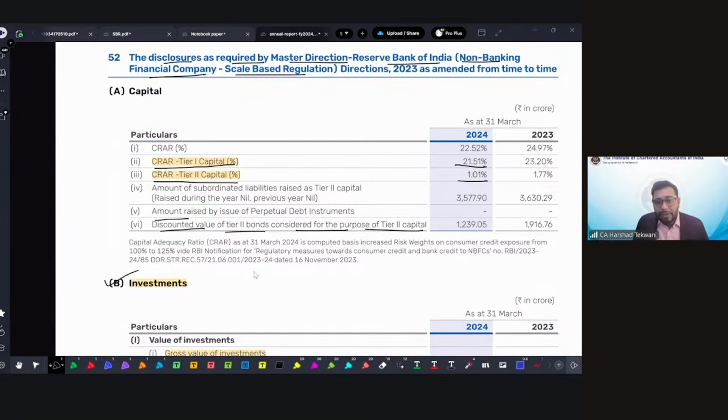See, amount raised by issue of perpetual debt instrument. Here we have a zero. But if this was an amount, then how much is required to be taken, whether management has disclosed appropriately or not, all these things as an auditor we should be aware of. That is just an example. We will again go back and perform a deep dive into the reporting part. But first, we will understand the requirements of the regulation, rather than doing a deep dive into the reporting part.